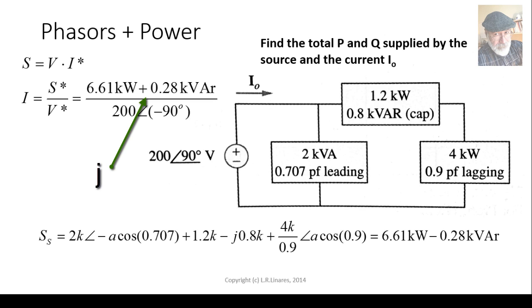I have to fix those lights. 6.6 kilowatts plus j 0.28 kilovars, divided by the conjugate of the voltage, 200 at negative 90. And that gives us that the current in the source is 33 amps at 92 degrees. That answers that question.